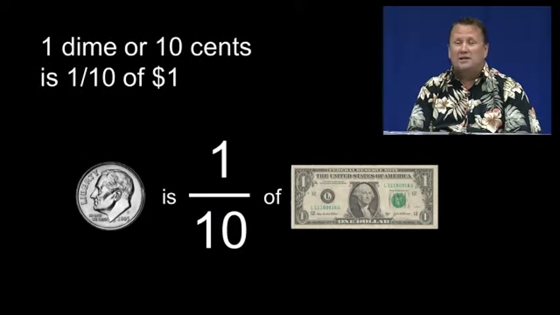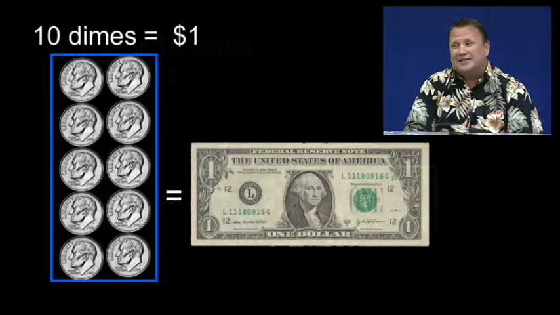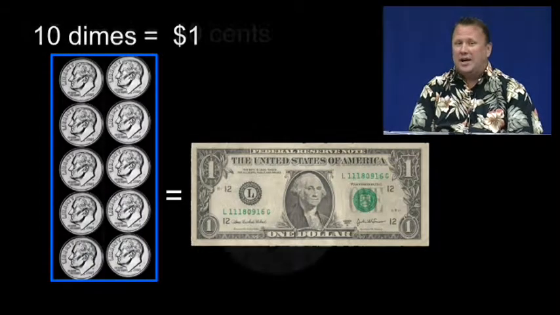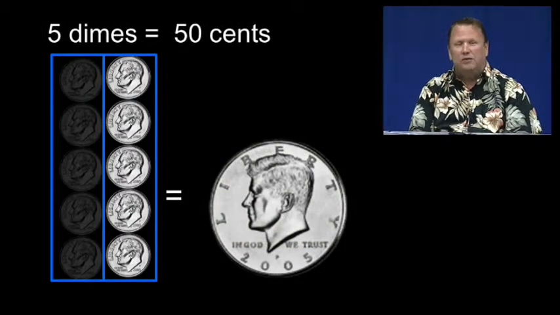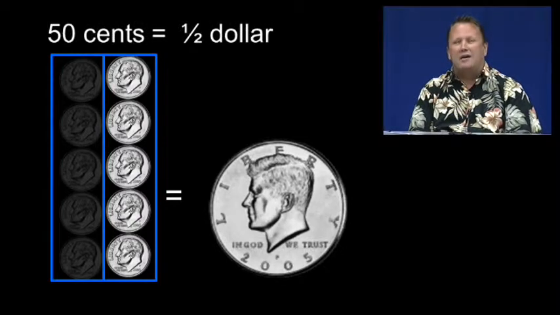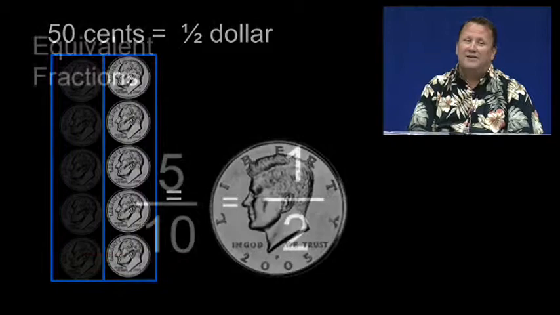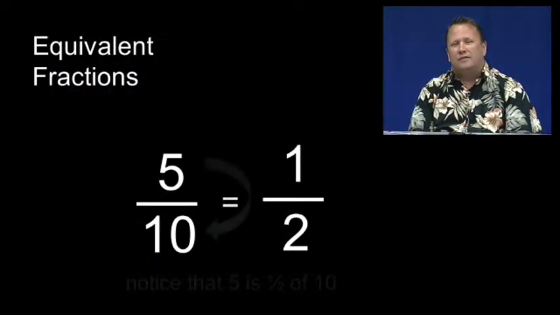1 dime or 10 cents is 1/10 of $1. That's because it takes 10 dimes to equal $1. If we take half of those dimes, we have 5 dimes. 5 dimes equals 50 cents. 5 dimes equals $1/2. So 5/10ths is equal to 1/2.